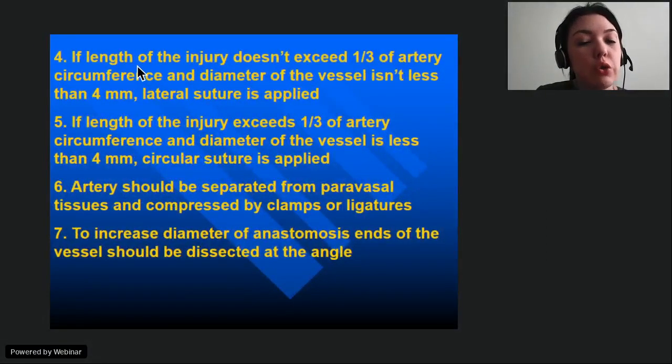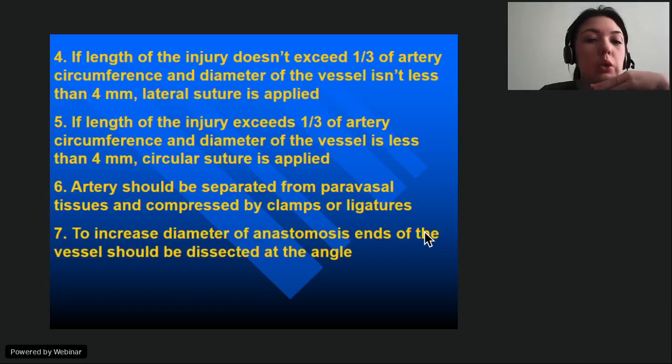If the length of the injury does not exceed 1/3 of the artery circumference and the diameter of the vessel isn't less than 4 millimeters, lateral suture is applied, so just a side suture. I will show you later on the diagram. If the length of the injury exceeds 1/3 of the artery circumference and the diameter of the vessel is less than 4 millimeters, circular suture is applied. The artery should be separated from paravasal tissues and compressed by clamps or ligatures. To increase the diameter of the anastomosis, the ends of the vessel should be dissected at an angle.